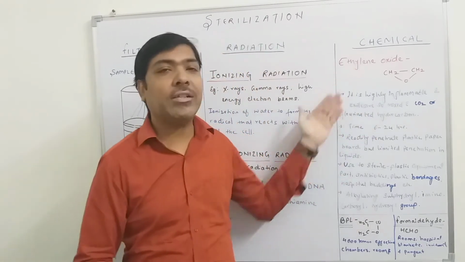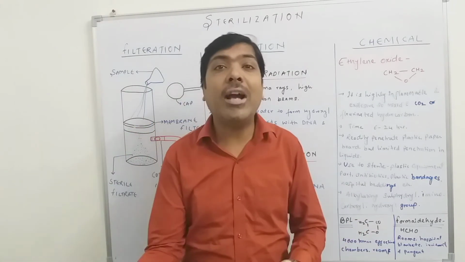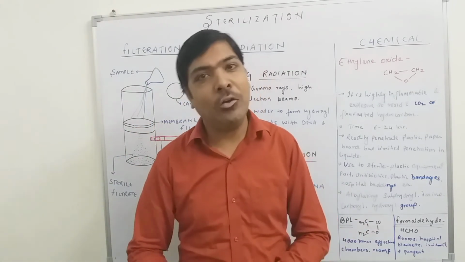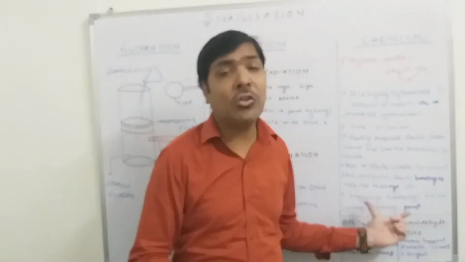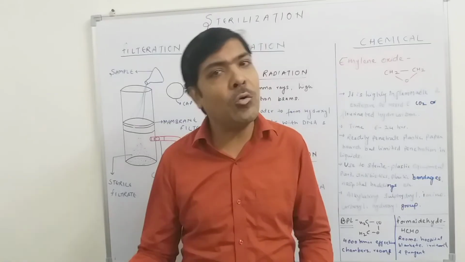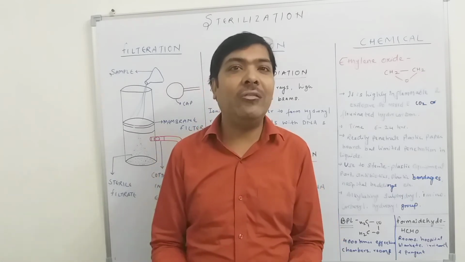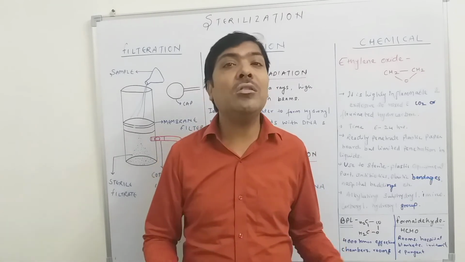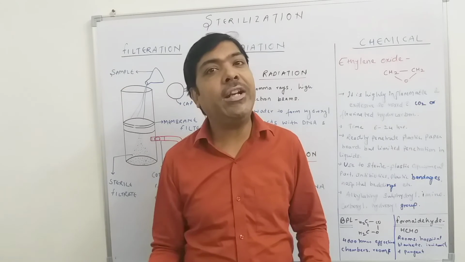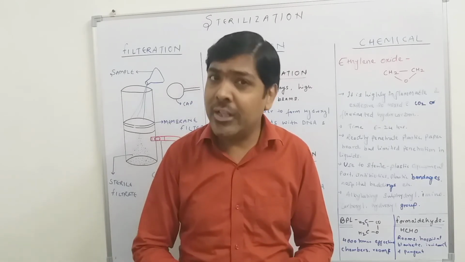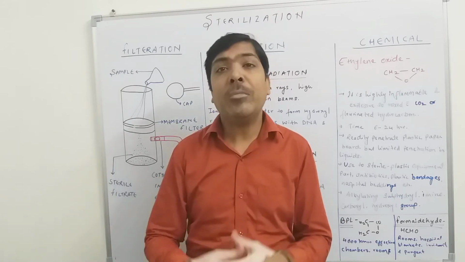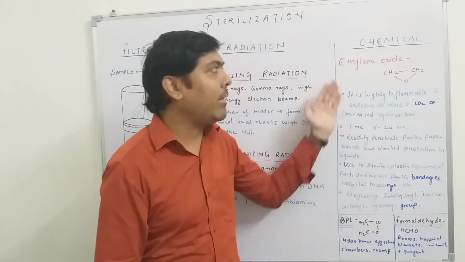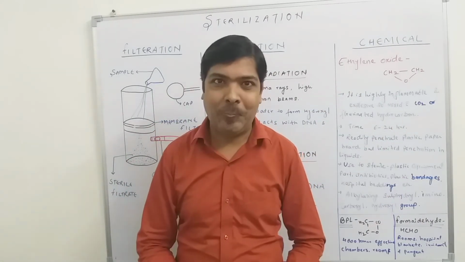So ethylene oxide generally causes the alkylation of these functional groups. And because of this alkylation, for example, if these functional groups are available in the domain of a protein, then what will happen? The protein will get denatured. If these groups are available in the DNA, then definitely the DNA will also become dysfunctional. So the biomolecular arrangement of the bacteria will be destroyed because of the alkylation by ethylene oxide.